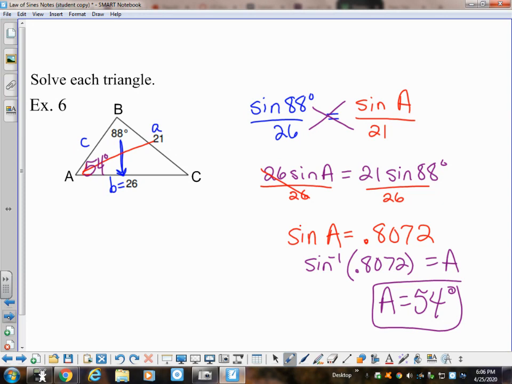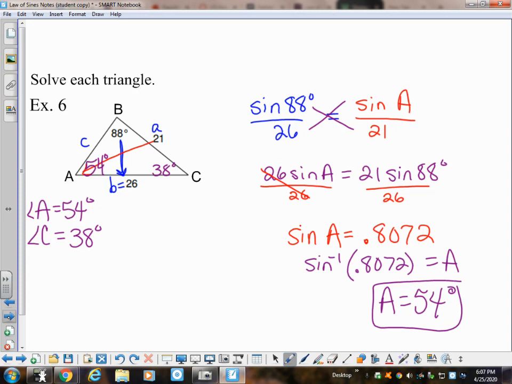Now I can get my last angle, angle C. Let me write it out over here. Angle A, I got 54. Well, angle C, 180 minus 88 minus 54 is going to give me 38 degrees.